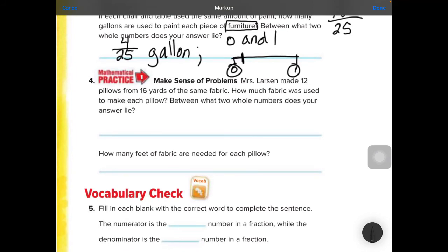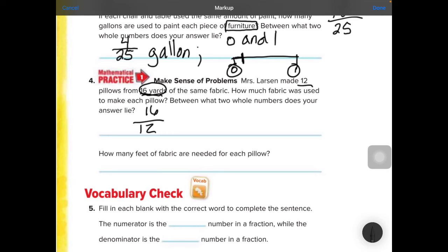Okay, number 4. Mrs. Larson made 12 pillows from 16 yards of fabric. How much fabric was used to make each pillow? Between what two whole numbers? Okay, kind of tricky again. Which number goes on top? Now look at it. Do the pillows go on top or the yards? Which one is she cutting up? Yes, she's cutting up the yards of fabric. So that number goes on top. And the pillows are going to be our bottom number.